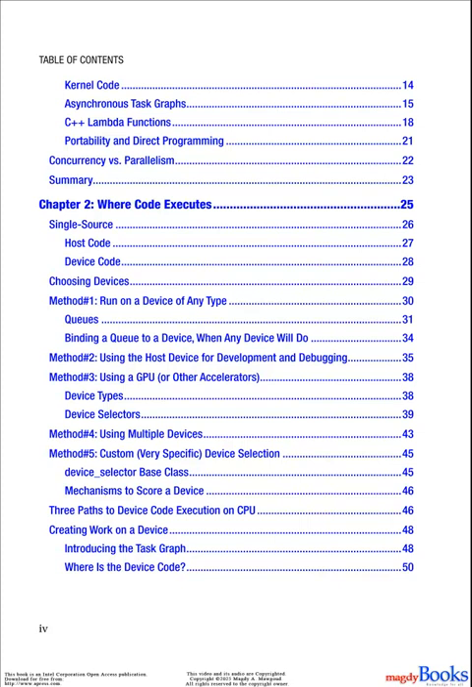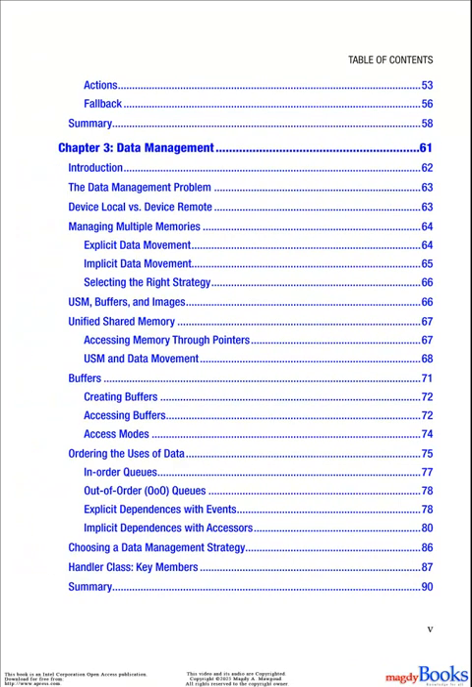Custom, very specific, device selection. Device_selector base class. Mechanisms to score a device. Three paths to device code execution on CPU: creating work on a device. Introducing the task graph. Where is the device code? Actions, fallback, summary. Chapter 3.